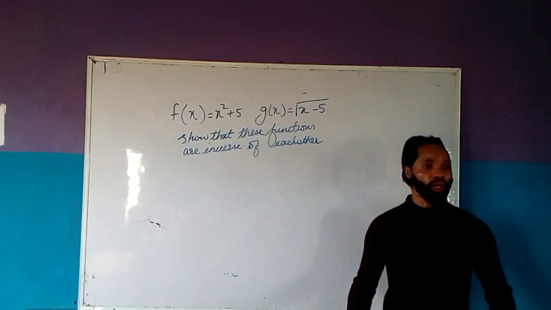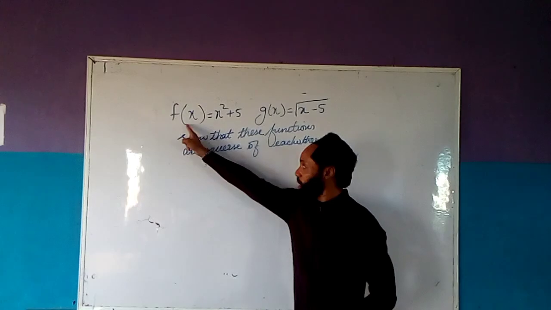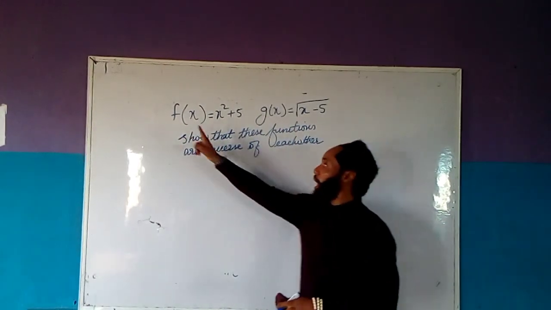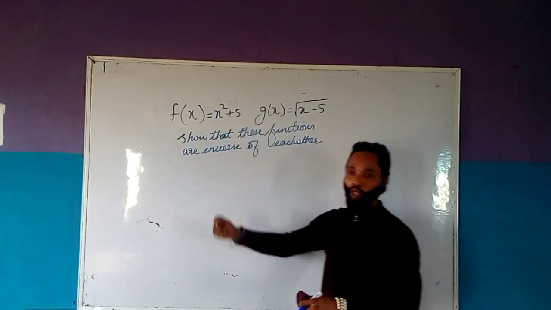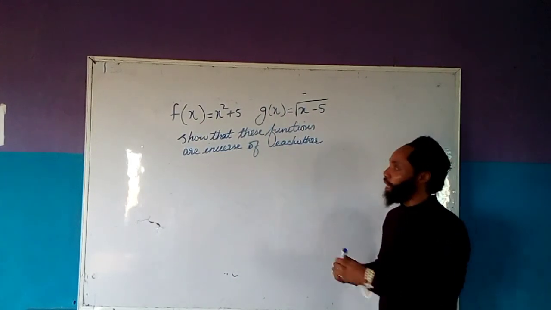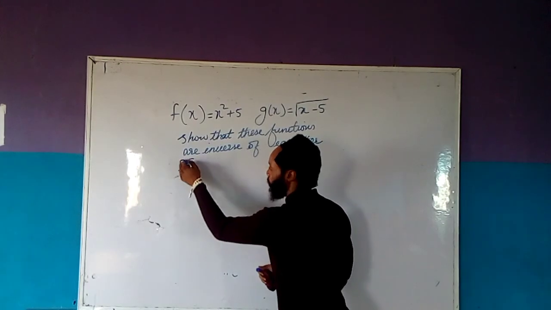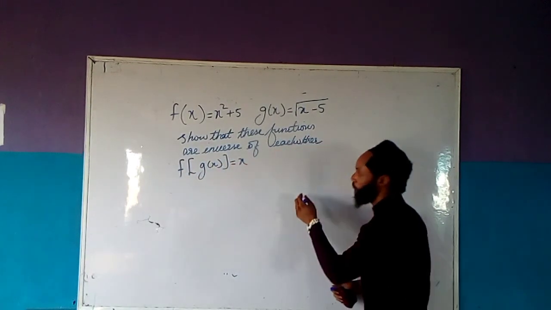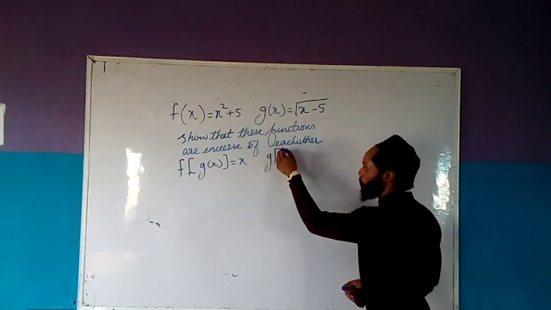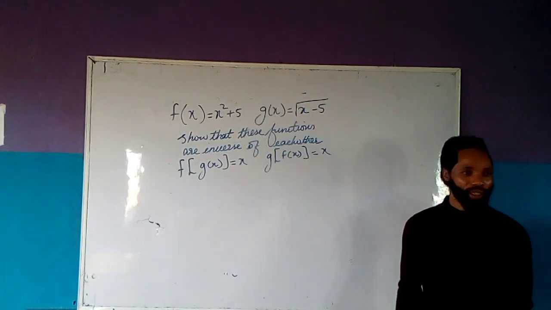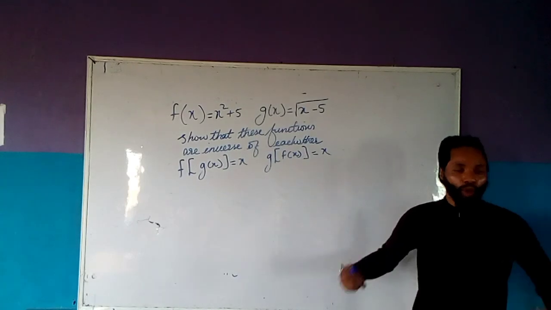Now, the approach towards this question is, this is f of x and this is g of x. To show that they are inverses of each other, f of g of x must be equal to x, and g of f of x must be equal to x. That means f of g of x must be equal to x. In the same vein, g of f of x must be equal to x. That means they are inverses of each other. Now, what does that mean?